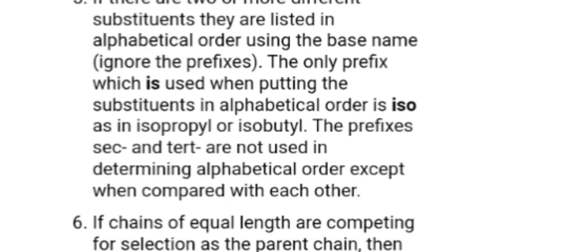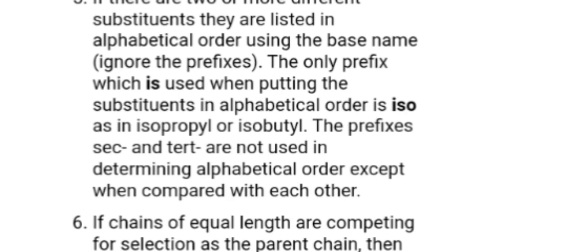Then others like sec and tert are not used in determining alphabetical order except you want to compare them with themselves. For example, now you want to compare sec and tert. Let's say we have sec-butyl and tert-butyl present. And you say which one are we going to call first? Then you call, let's say, S and T, which one will come first in the alphabet. Then you call the one that will come first in the alphabet. That is the thing they are trying to say there.